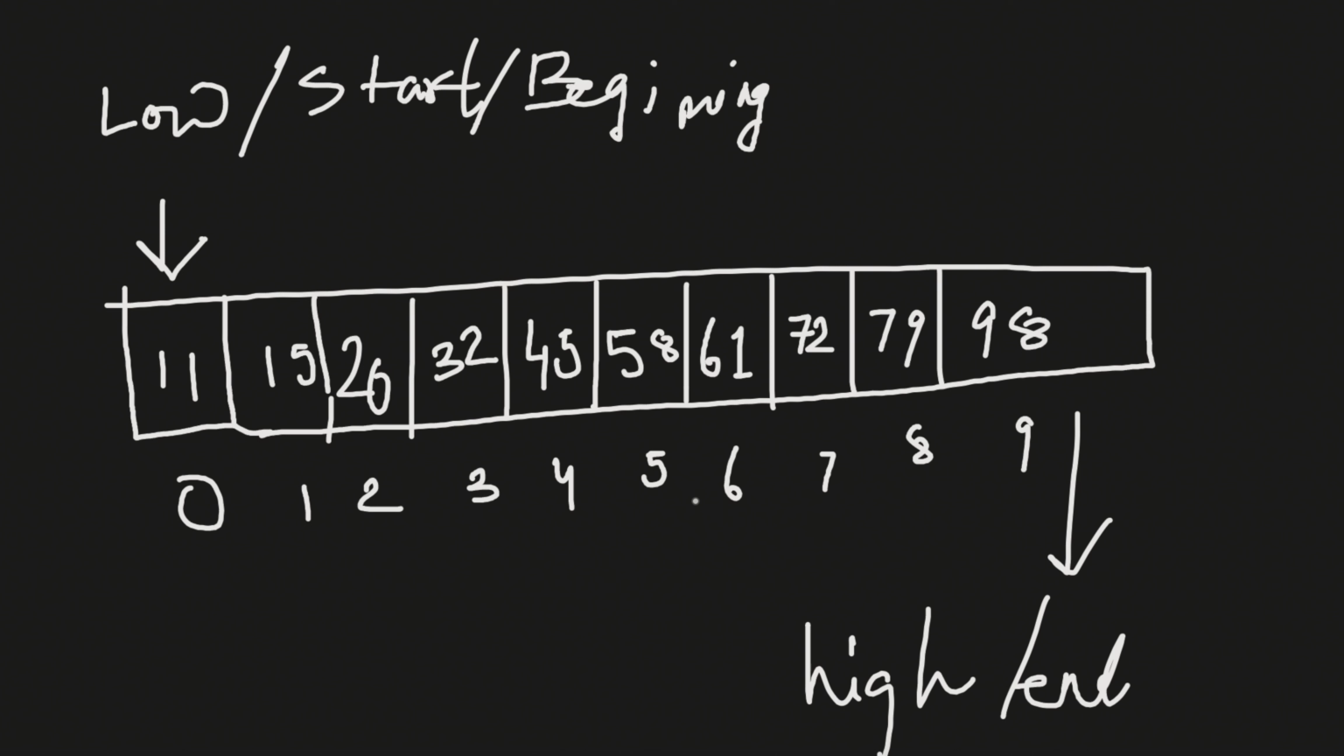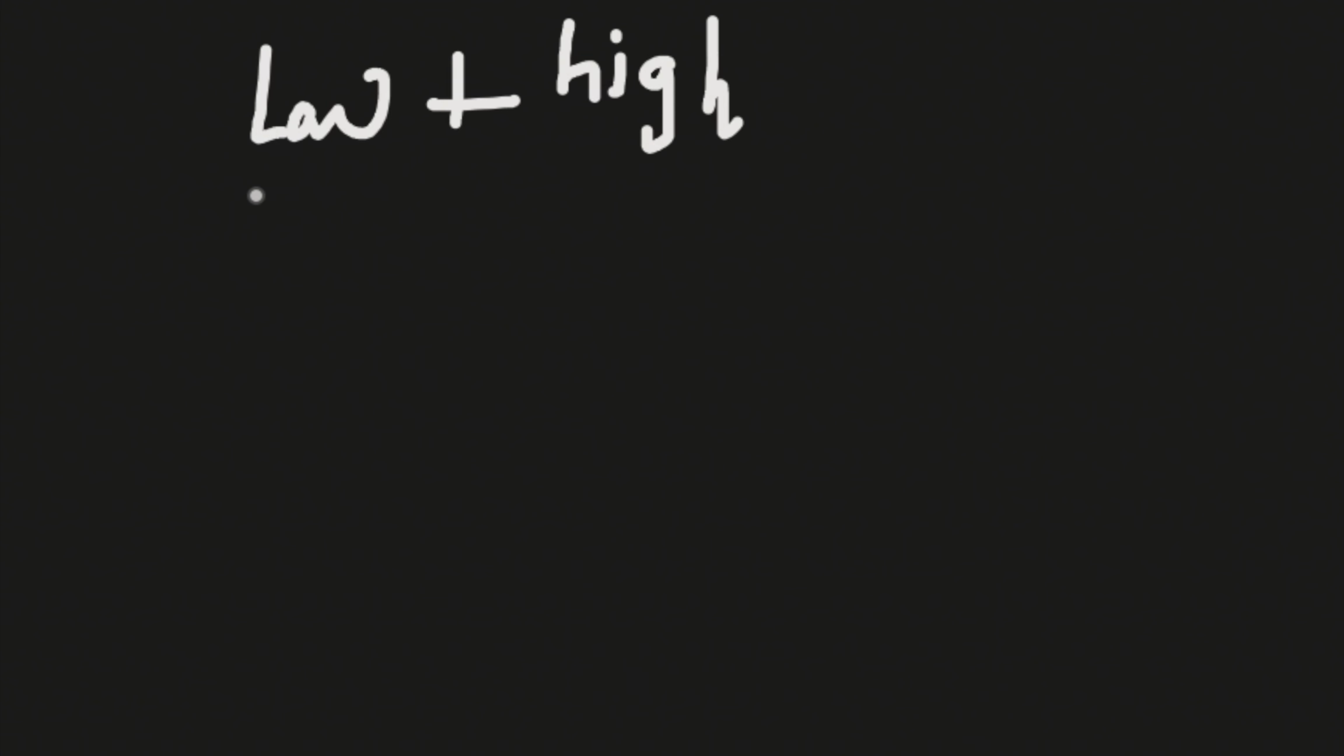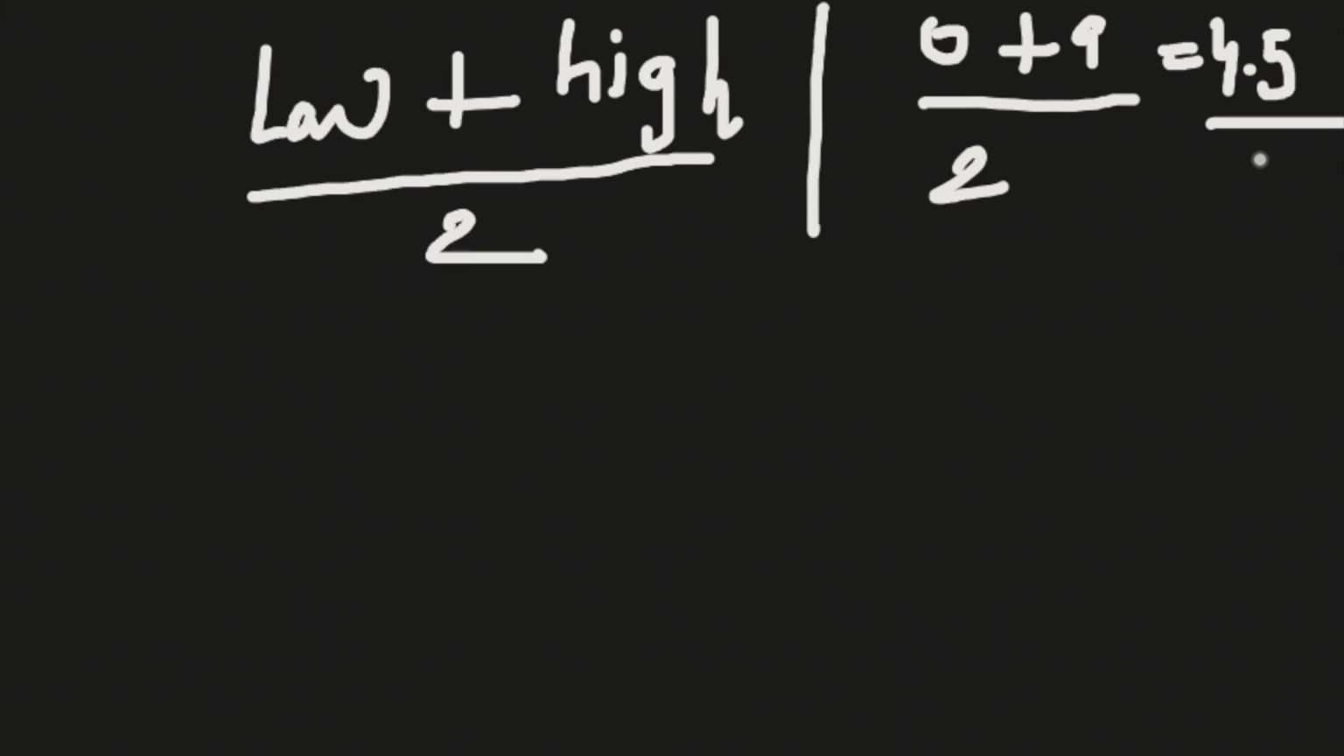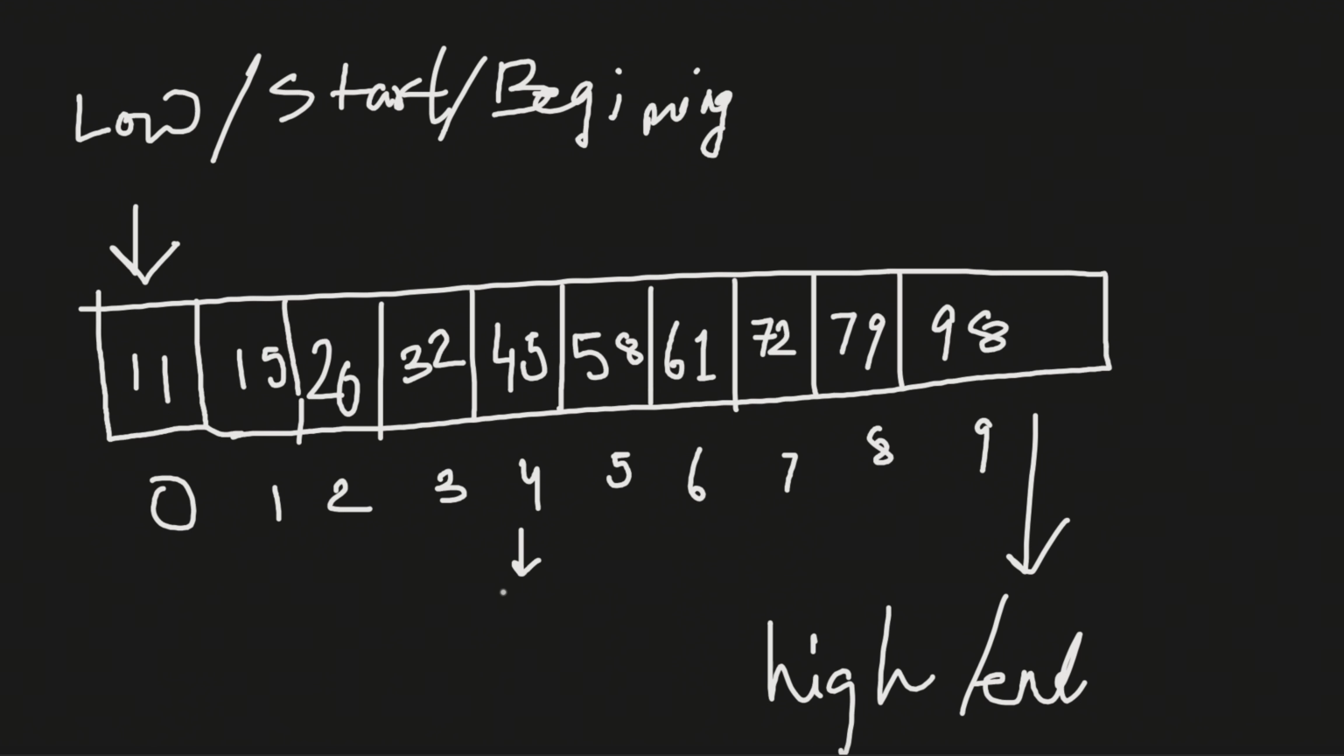So how do we calculate mid in binary search? We calculate it by low plus high divided by 2. So in our case it would be 0 plus 9 divided by 2, equal to 4.5. But we take the whole value, so we consider 4 as our mid.